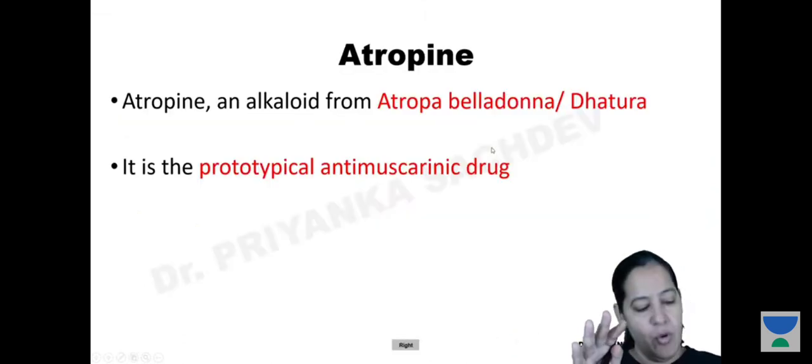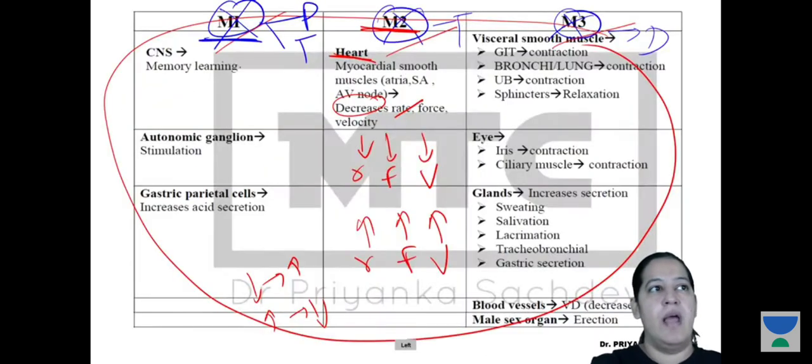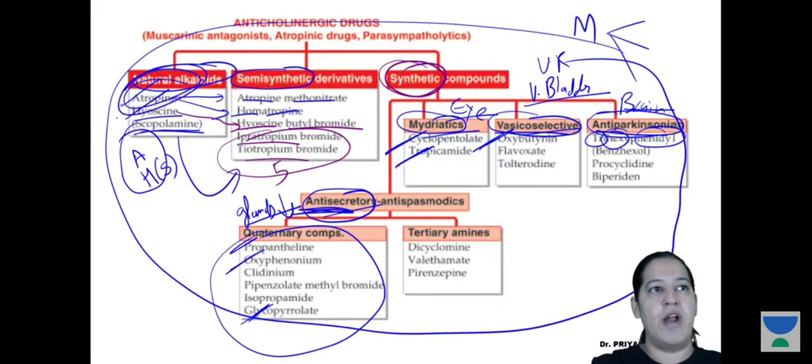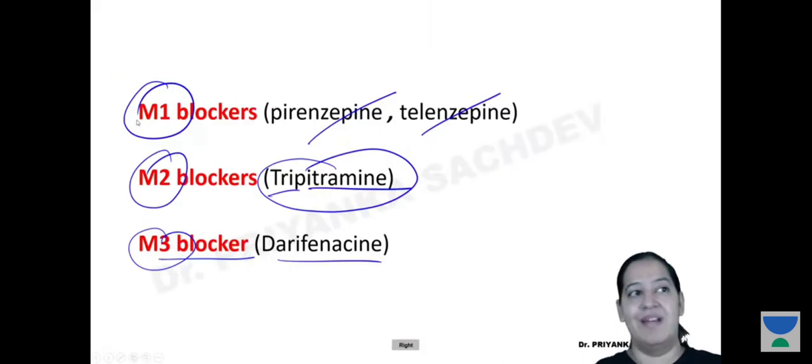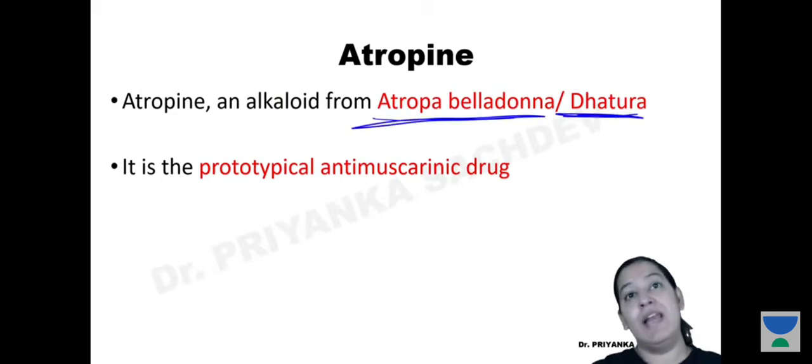Let me move on. See here, atropine is the prototype drug of this chapter. I am starting with atropine. Atropine is obtained from a plant. The name of the plant is Atropa belladonna, or dhatura in layman's language. It is a natural alkaloid.